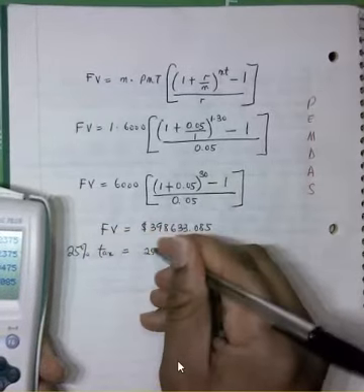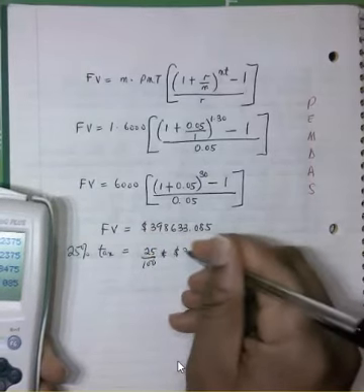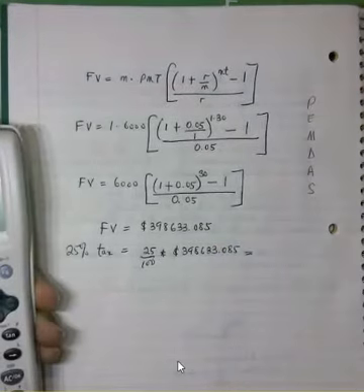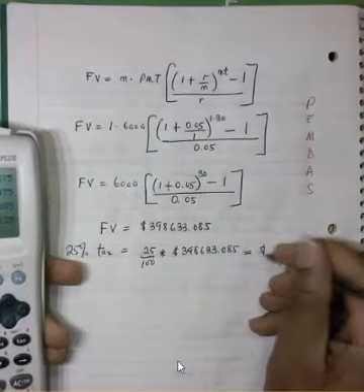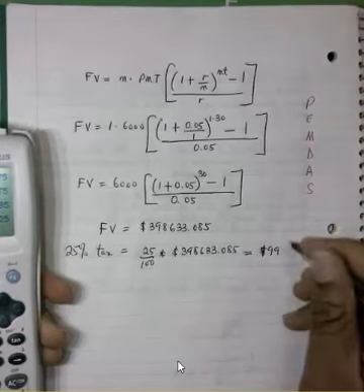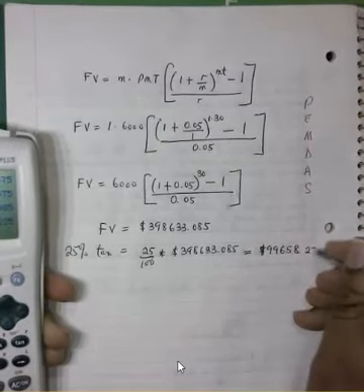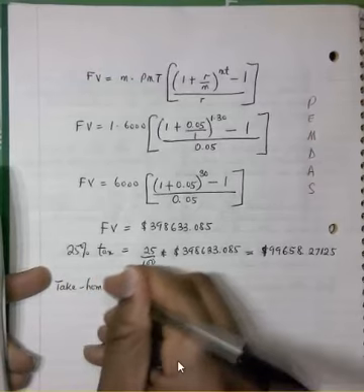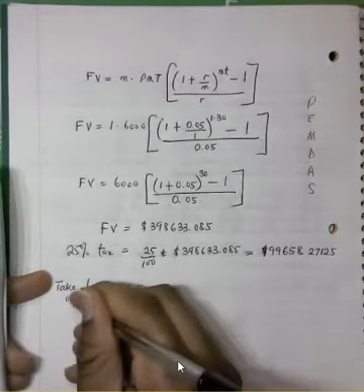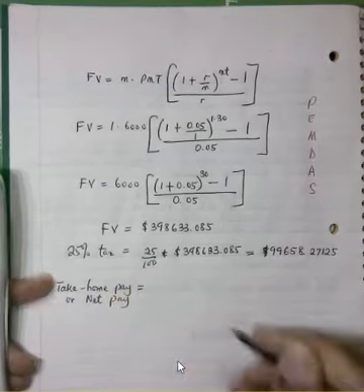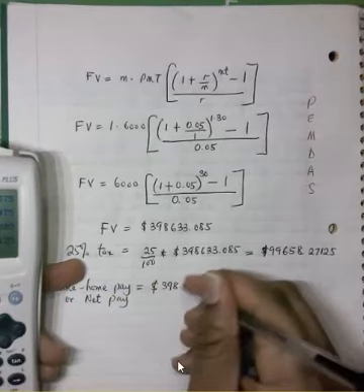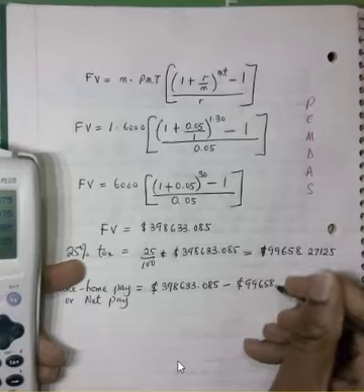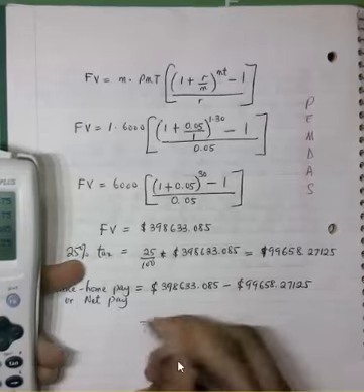Now the 25% tax will be 25 over 100, that is 0.25, times 398,633.085, and that gives us 99,658.27125. So he will pay this tax. Take home pay, or net pay, will be 398,633.085 minus 99,658.27125.